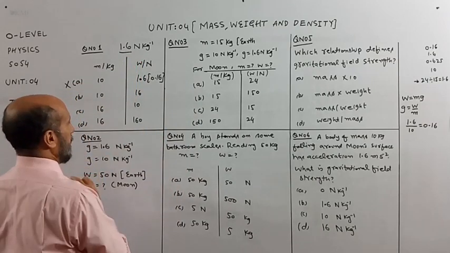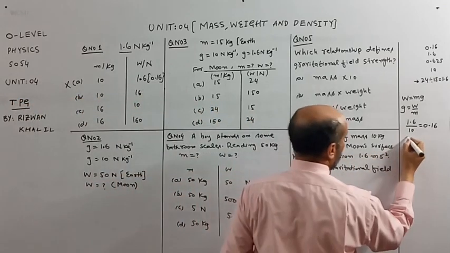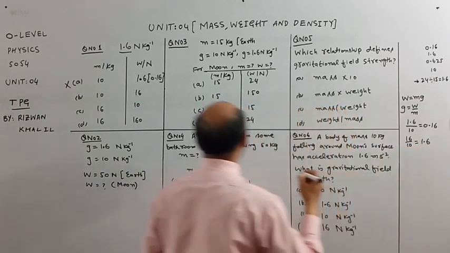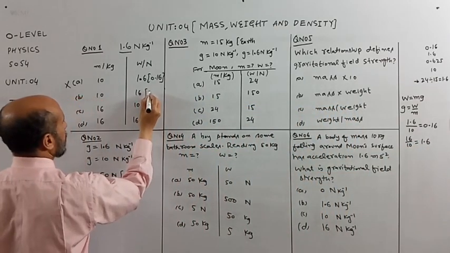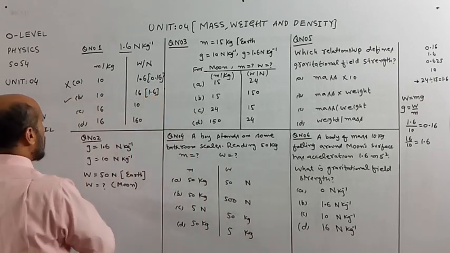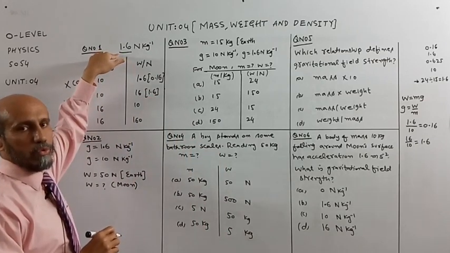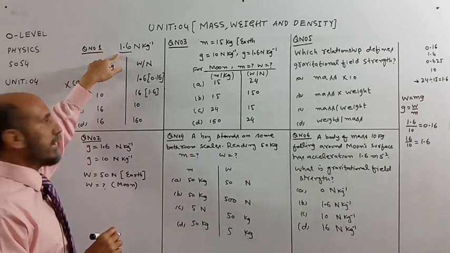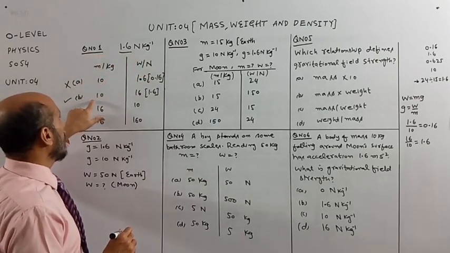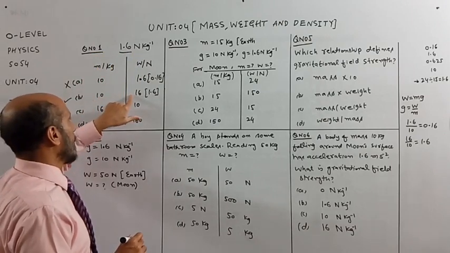Now for the second option, 16 divided by 10. Definitely when we divide 16 by 10, the answer will be 1.6. So from here we can say that for the body placed on the surface of the Moon where gravitational field strength was 1.6 Newton per kg, that body has the mass of 10 kg and its weight will be 16 Newton.